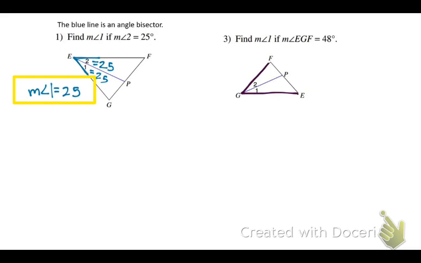The next one, we have EGF. So outline EGF. With one letter, what angle are we actually looking at? G. So we're looking at the whole angle of G. Is how many degrees? 48. If the blue line bisects, meaning cuts it into 2 perfect pieces, how do I find the measure of angle 1? Divide by 2. What's 48 divided by 2? 24 and 24. So the measure of angle 1 is equal to 24.